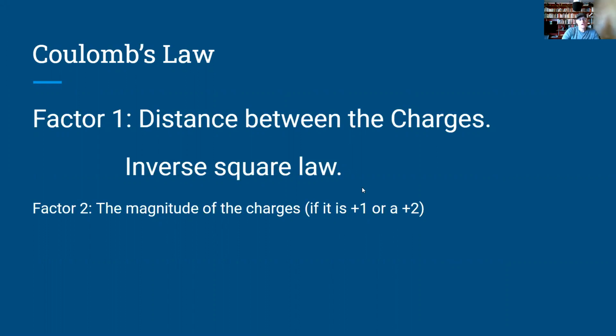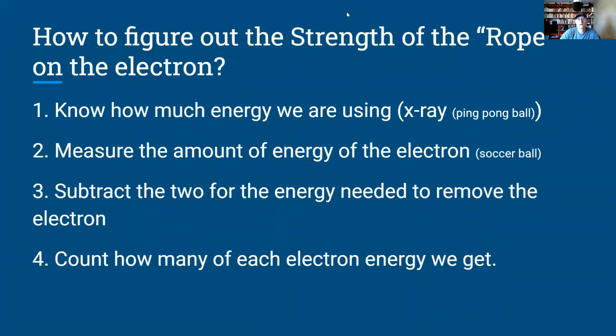All right, so getting back to figuring out the strength of the rope on the electron. What do we need to know if we want to figure out how much energy is holding that electron close to that atom? Well, we need to know how much energy we're using to knock the electron off. We need to know the amount of energy that the electron has coming off of the surface when the actual electron gets kicked off. And once you subtract the two, we'll have the energy needed to remove that electron.